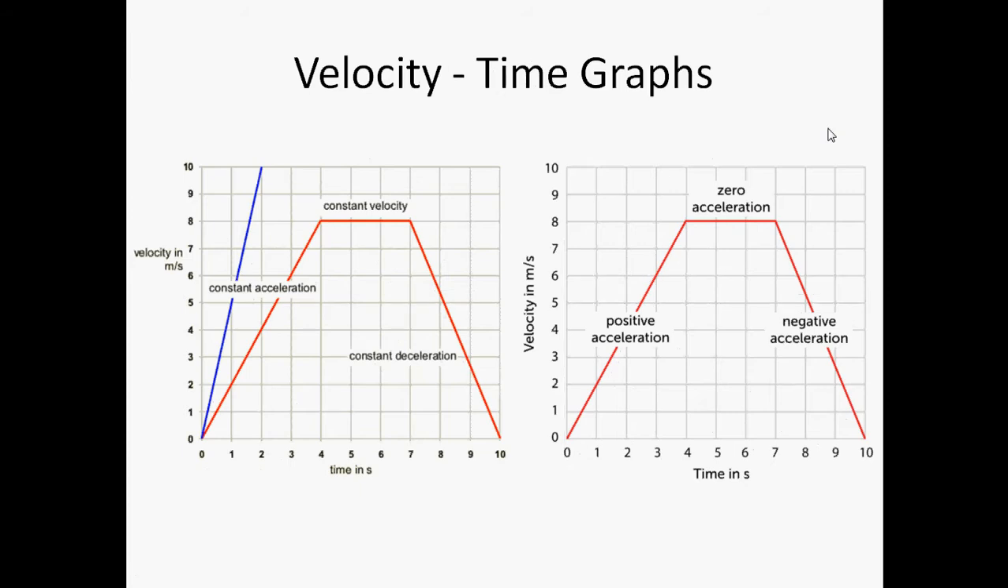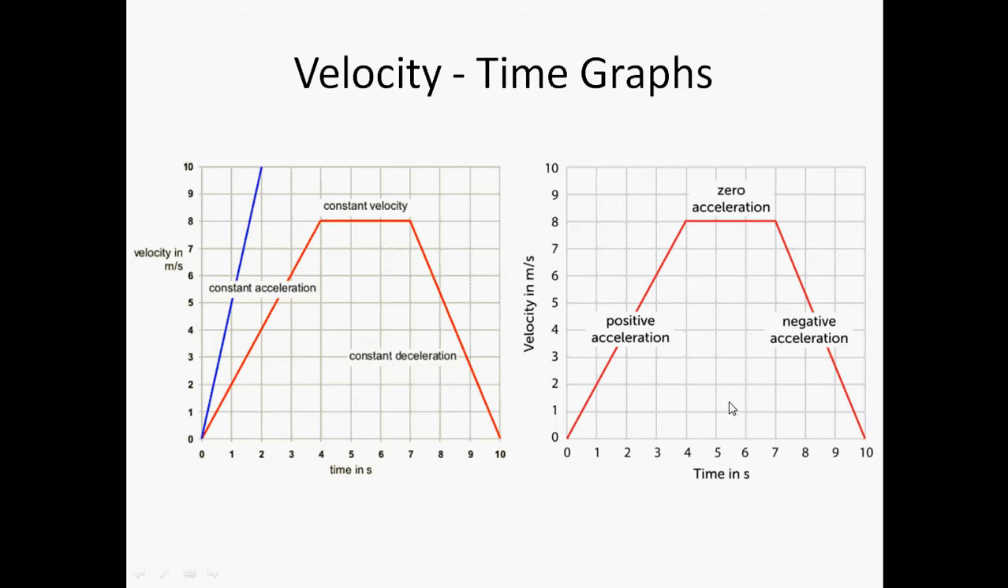Also, in velocity time graphs, I don't have to just say in terms of velocity, I can talk about acceleration. So for example, again, I have constant acceleration, constant velocity, constant deceleration. That's the same as saying for constant acceleration that I have a positive acceleration. When I have constant velocity, it's the same as saying that I have zero acceleration. And when I have a constant deceleration, it means that I have a negative acceleration or deceleration, okay?